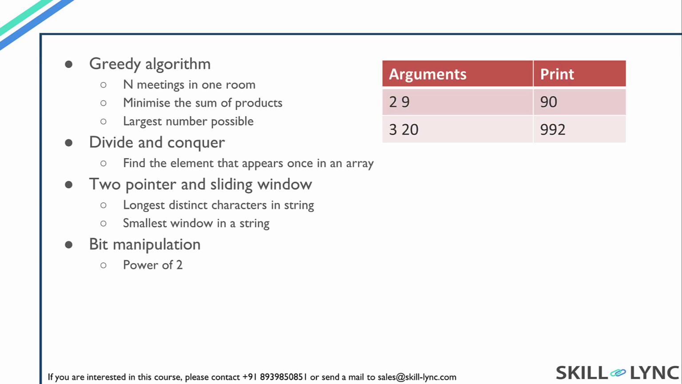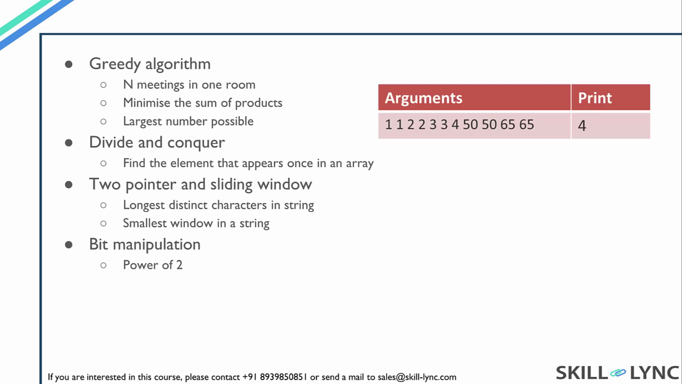The third project under the greedy algorithm concept is to find the largest number possible out of a two-input argument. Now, what are the input arguments? Well, the first argument n is the number of digits, and the sum of these digits must be equal to the second argument s. After this, we have the projects coming up using the divide and conquer approach.